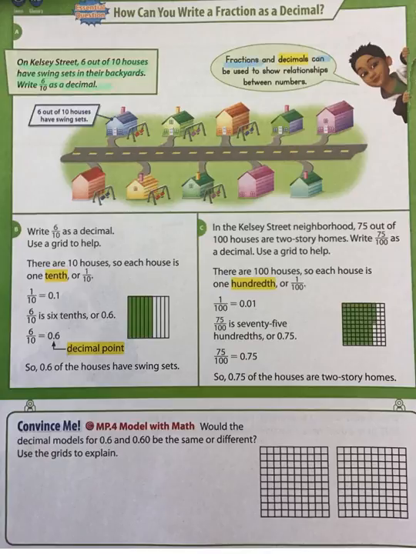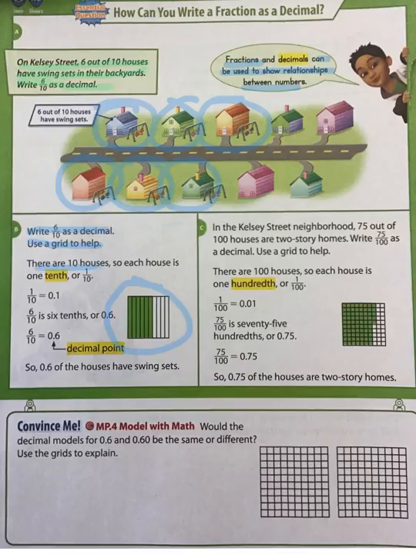Fractions and decimals can be used to show relationships between numbers. So out of these houses, 6 of them, so we've got 1, 2, 3, 4, 5, 6, out of 10 total have swing sets. We need to write 6/10 as a decimal, and we're going to use a grid to help. So here's our grid right here, and we have divided it into 10 equal parts.